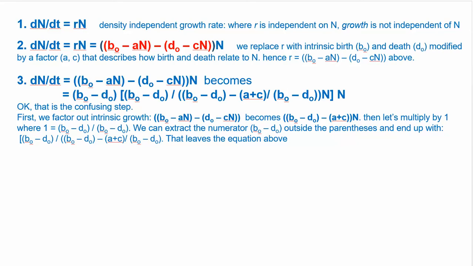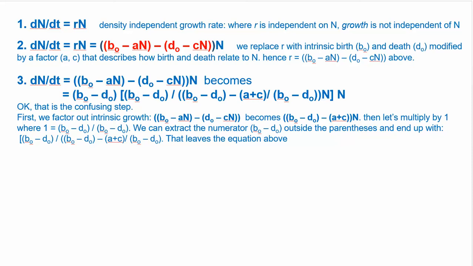So first we factor out the intrinsic growth rate, little r, b sub o minus d sub o. You can take it out of both of those parentheses, and we pull it outside the parentheses. And then this leaves us with a factor that is b sub o minus d sub o minus a plus c times n in that equation.